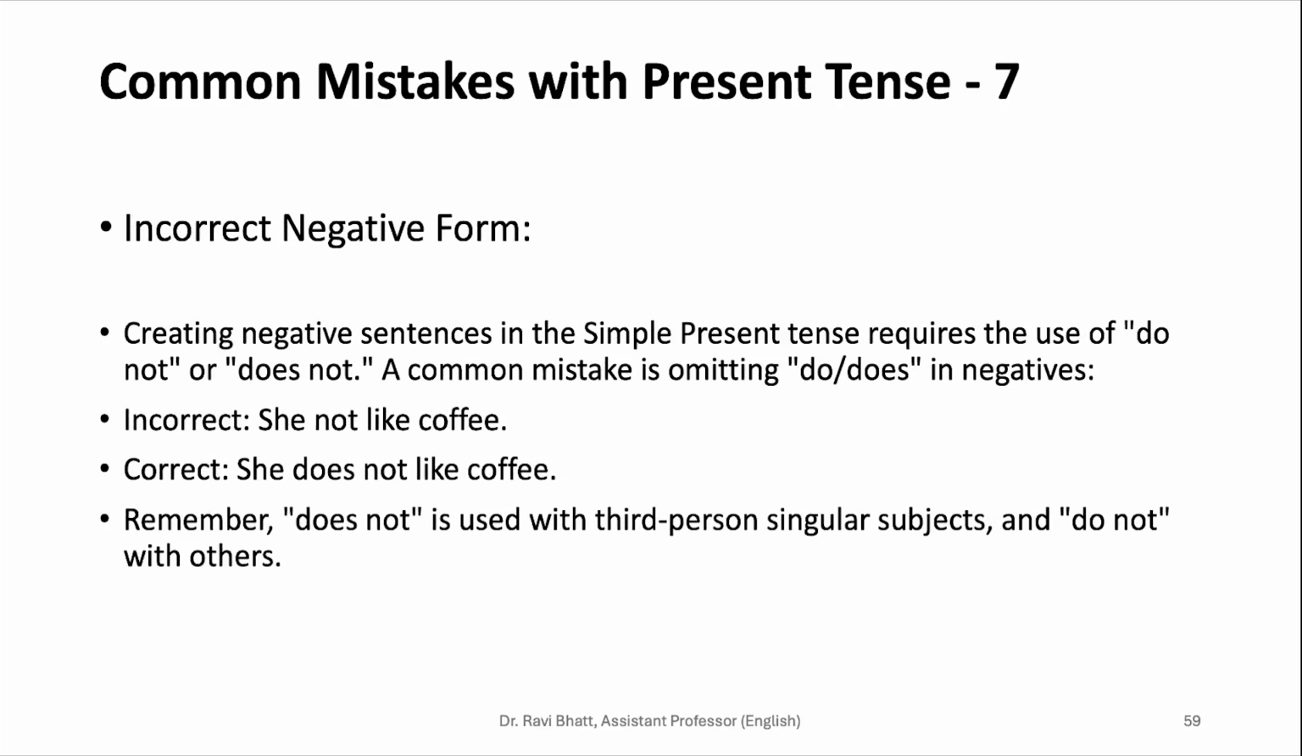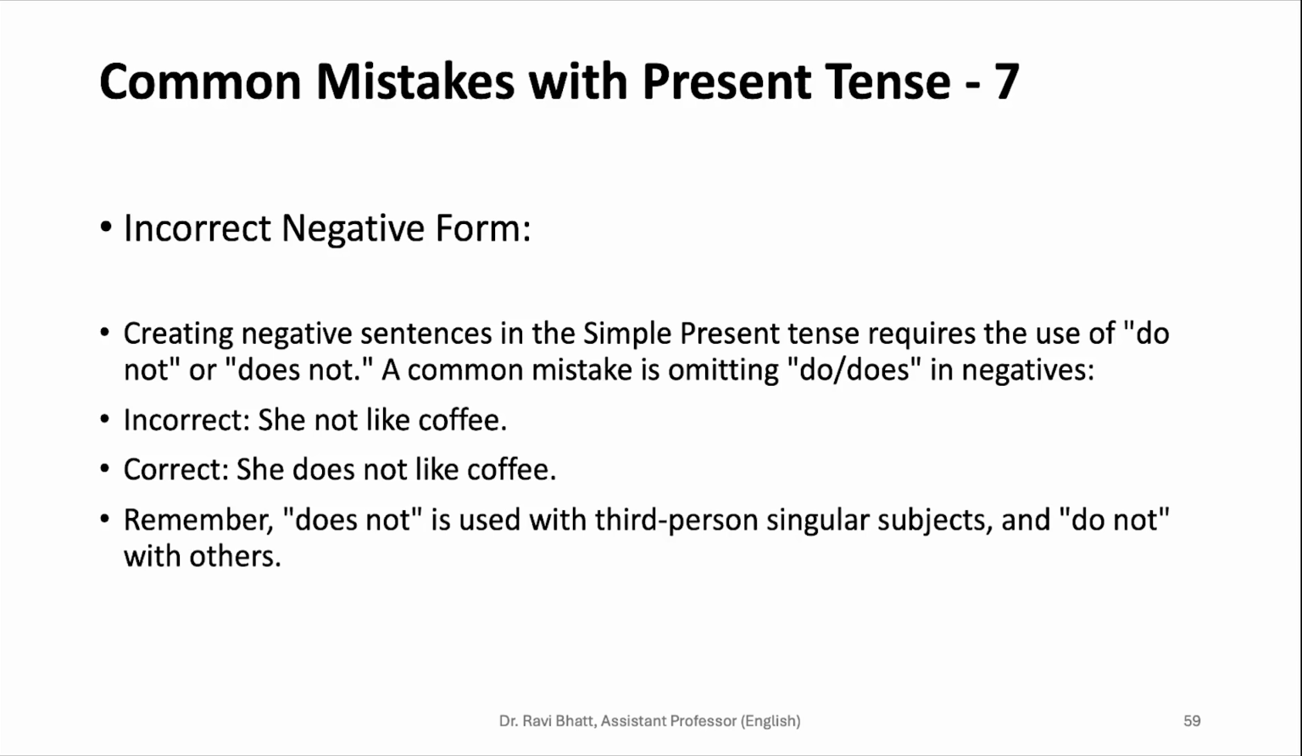Now, incorrect negative form. Creating negative sentences in the simple present tense requires the use of do not or does not, as the case may be. A common mistake is omitting do or does in negatives. For example, "she not like coffee." The person might understand what you're trying to say, but that is not grammatically correct. It would be, she does not like coffee.